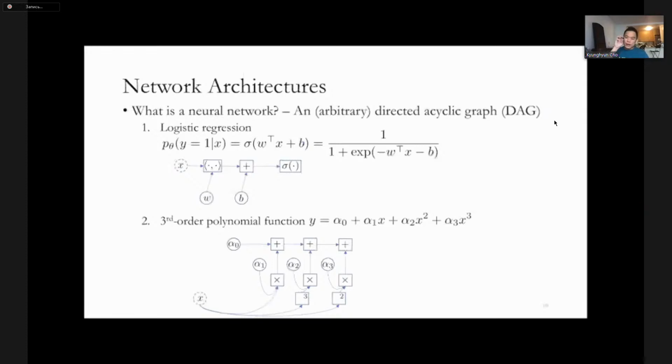We're going to have an input node. Here, in the case of logistic regression, we're going to have X as the input node, and then we're going to have the parameter nodes, which are W and B. Then we have just a sequence of computation nodes that first do the dot product, next a summation, and finally apply a sigmoid function on top. So in other words, when we think about the network architecture, and the hypothesis set that corresponds to it, we describe them by building a directed acyclic graph.